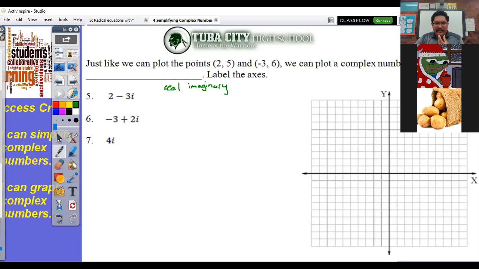So the real number in this case, just like we did with that other exercise, look for the real number, it's 2. And the imaginary part is -3. Now again, we don't really need the i in there because it doesn't really make a difference. And I put it into an ordered pair form so it's a little bit easier to graph.